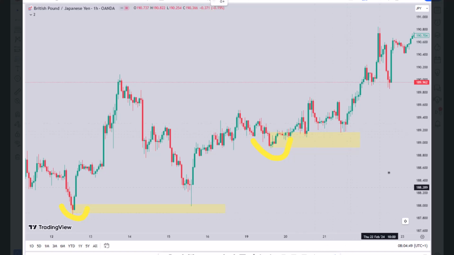Here is another example. You can notice here we got a turning point at that level, and the last bearish candle before the market created this turning point is this candle.